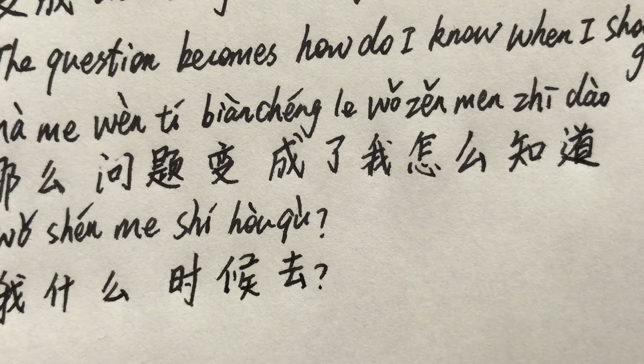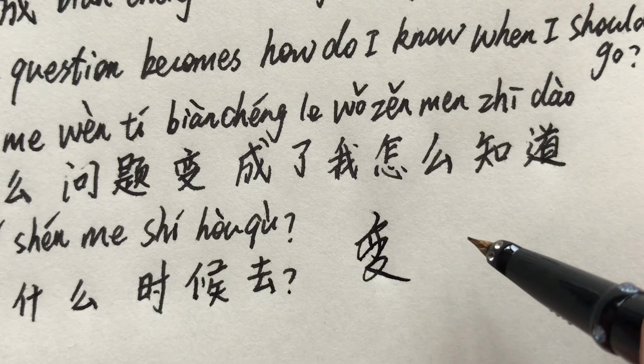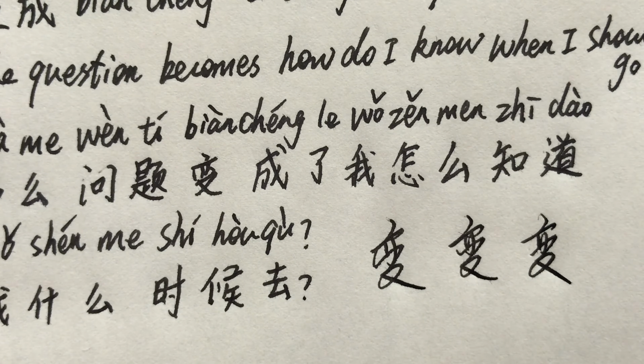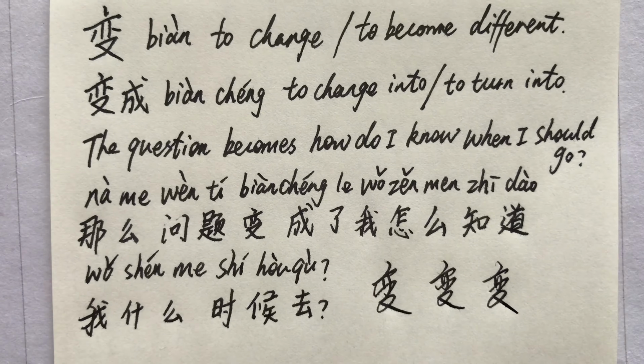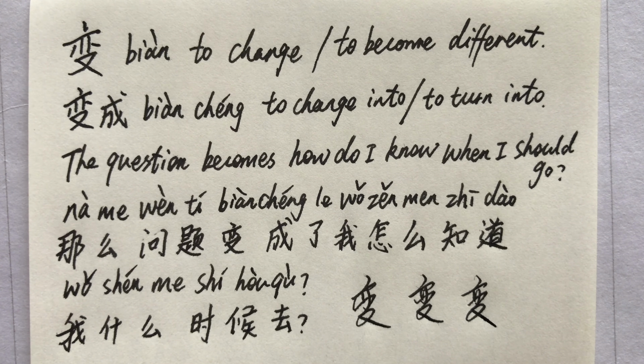My daily handwriting on the character 变。变, to change, to become different. 变成, to change into, to turn into. The question becomes, how do I know when I should go? 那么问题变成了，我怎么知道我什么时候去？变。Please comment any words or sentence with the character 变.